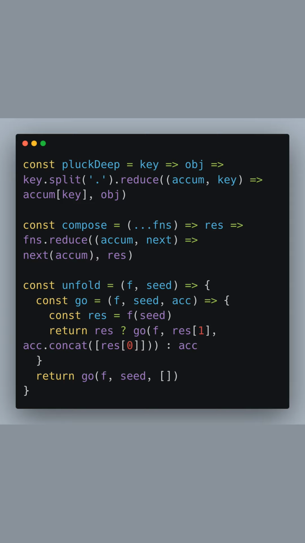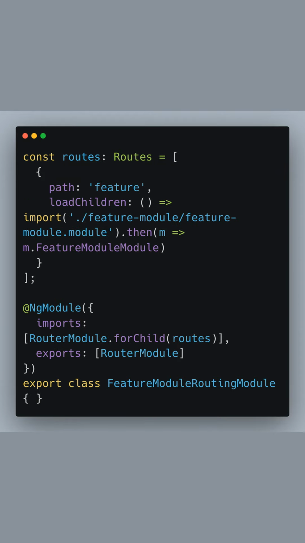Now, let's understand what the Angular CLI did for us behind the scenes. The CLI has updated the app routing module TS by adding a new route for feature. This route doesn't have a component tied to it directly. Instead, it has a loadChildren callback that's responsible for loading the feature module asynchronously when the user navigates to the feature URL. In our feature module, we have a feature module routing module.